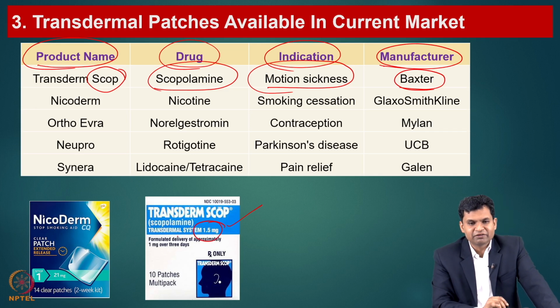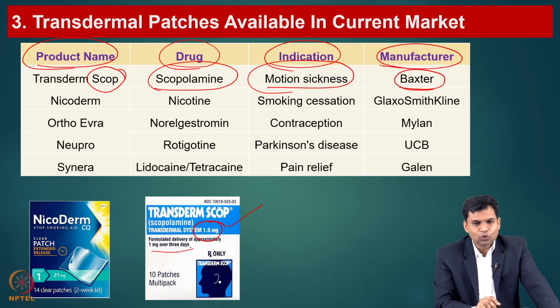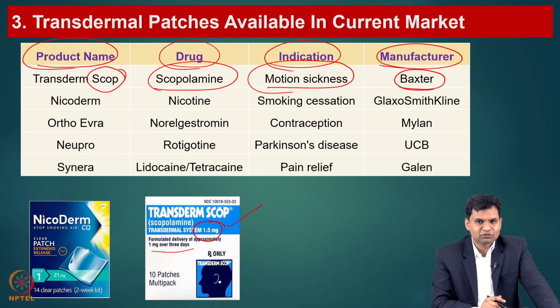The dosage is 1.5 mg, and you can see the label claim of 1 mg over 3 days. So, with this you will understand how the drug release is controlled. When people are moving from one place to another, for a long journey or climbing a mountain, in such cases we can use motion sickness formulations in transdermal patches.